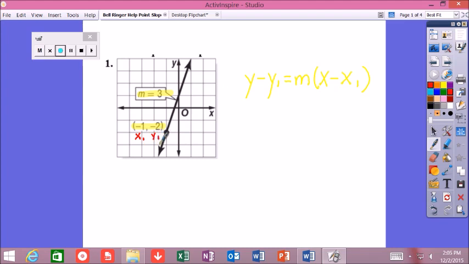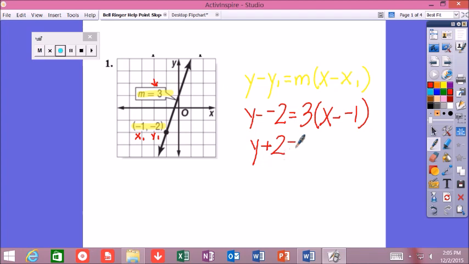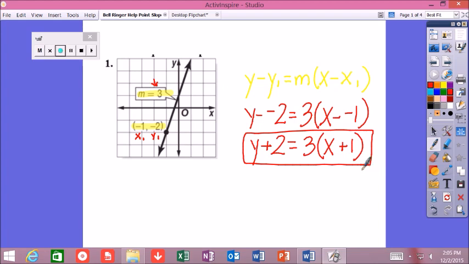-1 is x1, -2 is y1. And you're going to plug in for m the slope. y minus -2 equals 3, parentheses x minus -1. Now the double signs throw me off. I'm going to change this to say y plus 2 equals 3, parentheses x plus 1, point-slope form. That's it for 1, 2, and 3.